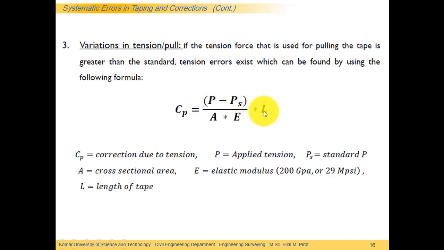This is multiplied by L, where L is the length of the tape, and divided by A, where A is the cross-sectional area of the tape, and E, the modulus of elasticity of the tape. Normally those numbers will be given, and the standard P will be given, and we also have to find the P in the experiments.